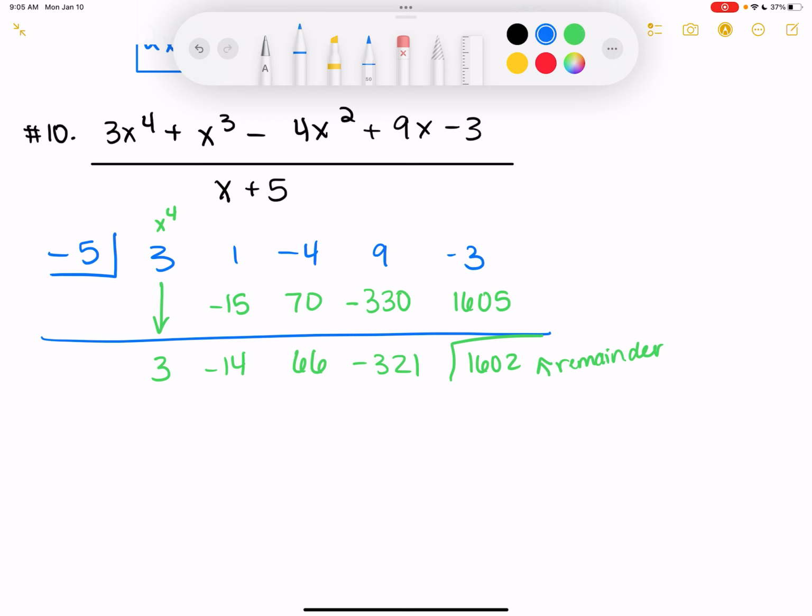All right, so then final answer would be written how? 3x cubed minus 14x squared plus 66x minus 320 plus 1,602 over x plus 5. Yep.